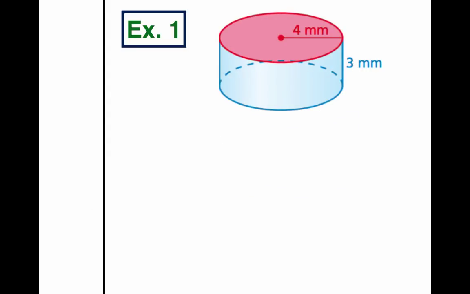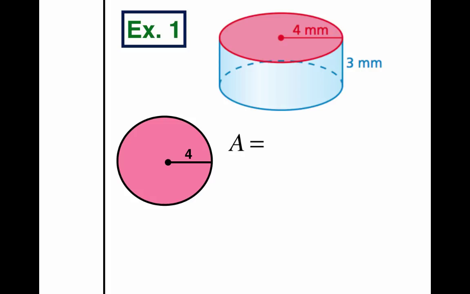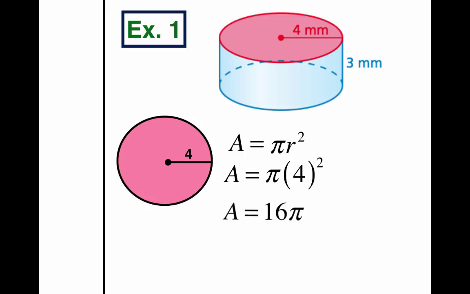Example 1, here we go. Here is our cylinder, so you can draw it in your notes. It measures 3 millimeters tall, and it has a radius of 4 millimeters. And we are going to find the surface area. So let's break this down into parts. First, why don't we start with the top? The top is a circle, has a 4 millimeter radius. So to find the area of that circle, what's the area of a circle formula? Pi r squared. So we're going to do pi times 4 squared. 4 times 4 is 16, so 16 pi.